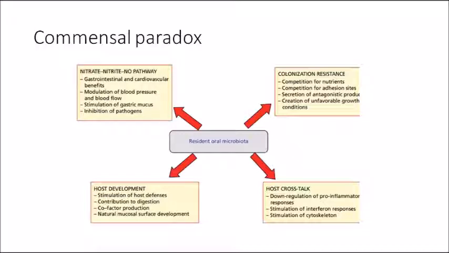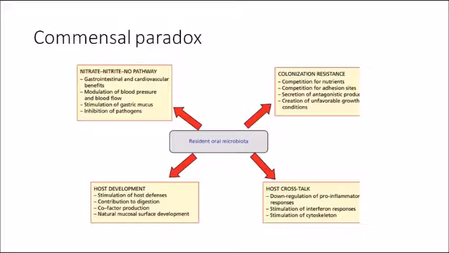The second thing is colonization resistance. Clear from the term. Because of the colonization of these resident microbiota, they resist the colonization of other pathogenic microorganisms, so that they compete for nutrients, compete for adhesion sites, secrete antagonists against the pathogens, and create unfavorable growth conditions for the pathogens. The third one is host development. Many commensals, or many resident oral microorganisms, contribute to the development of the host by stimulating its host defenses, contributing to digestion, etc.